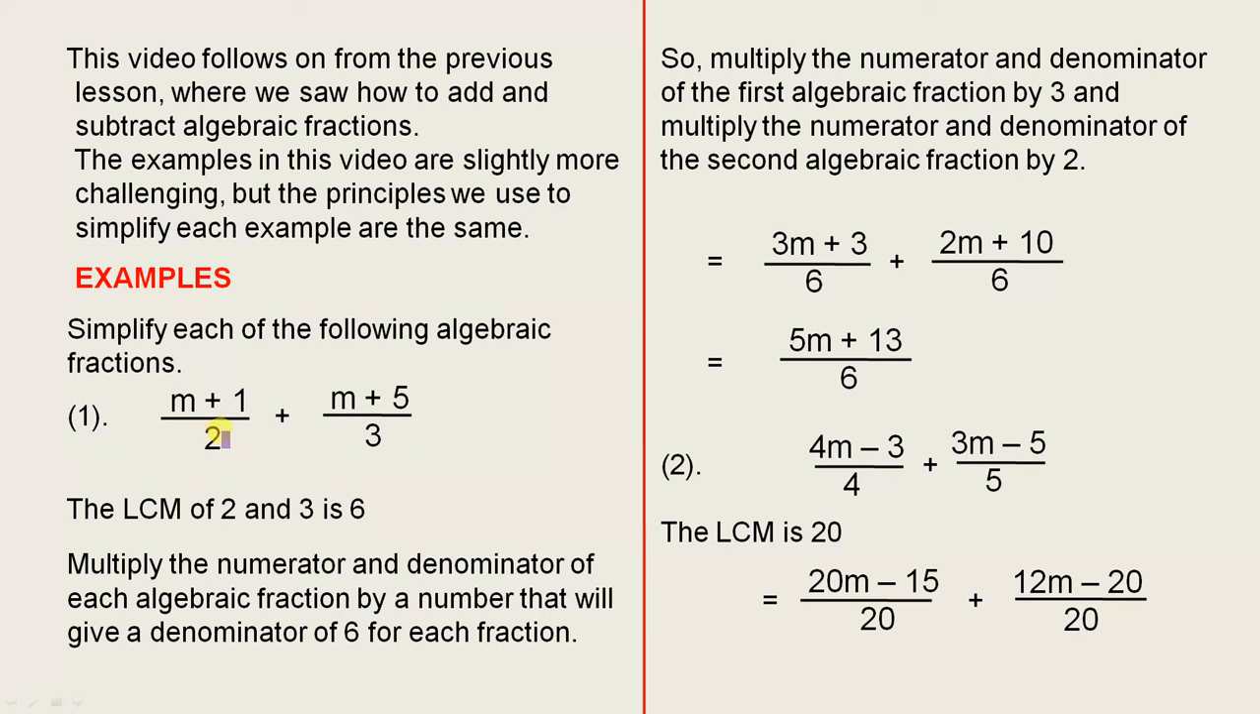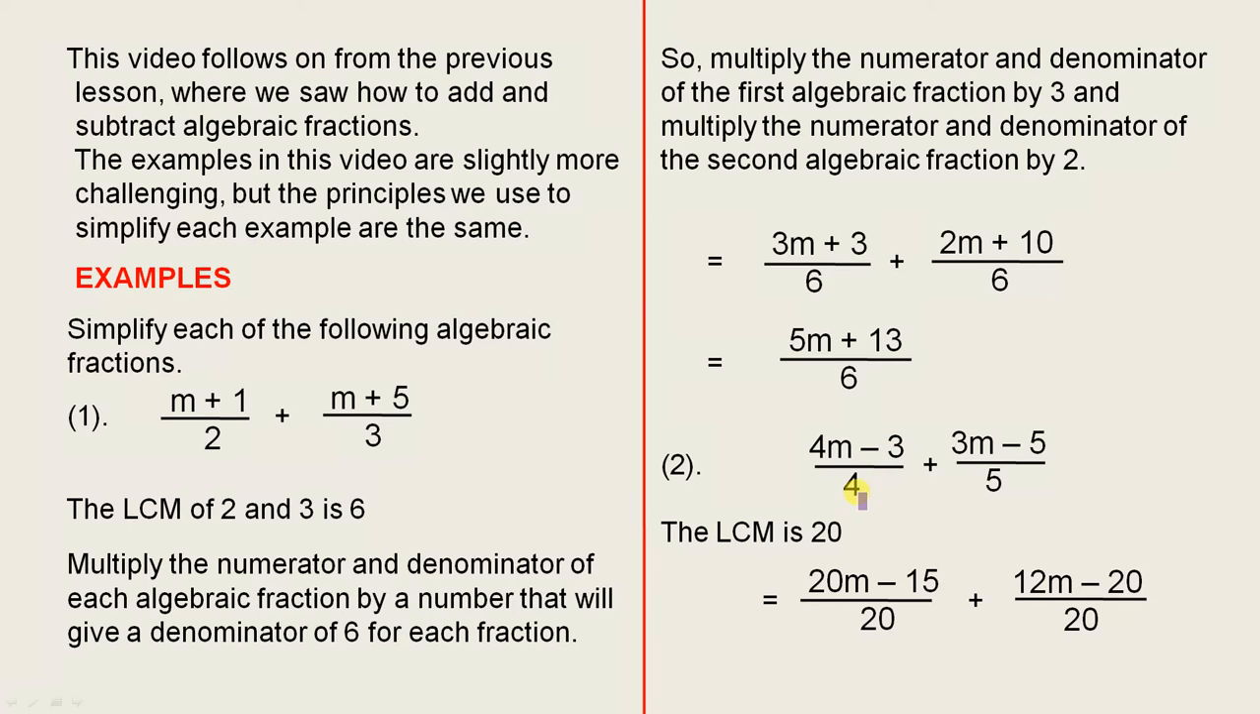So that's the first algebraic fraction. Multiply numerator and denominator by 3, because that's how you'll get 6. That gives us 3m plus 3 over 6. And for the second algebraic fraction, multiply the numerator and denominator by 2, because that's how you'll get 6, and that's 2m plus 10 over 6. Since the denominators are the same, add all the numerators, so we get 5m plus 13 over 6, and that's our answer.